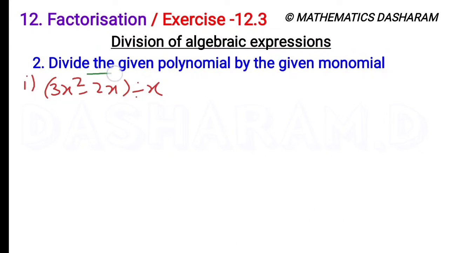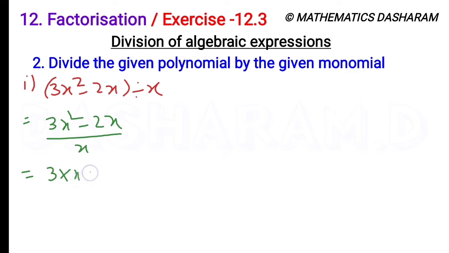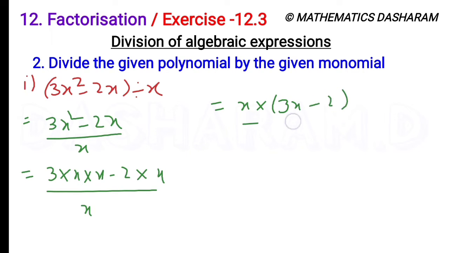Next, second bit: divide the given polynomial by the given monomial. First question, 3x square minus 2x divided by x. Let me write it in fraction form. In the numerator we can take x common. See, 3 into x minus 2 into x, divided by x. Now take x common, so the remaining terms are 3x minus 2, divided by x. Now x cancels. So it is equal to 3x minus 2.